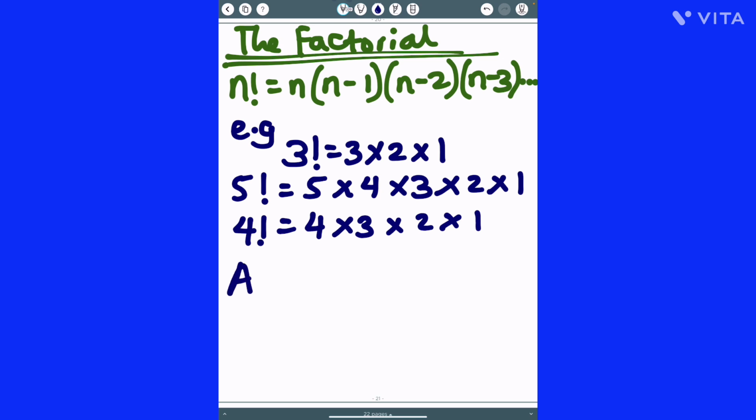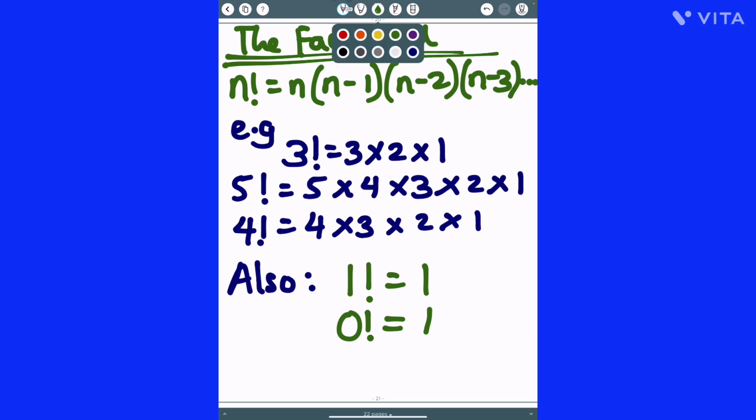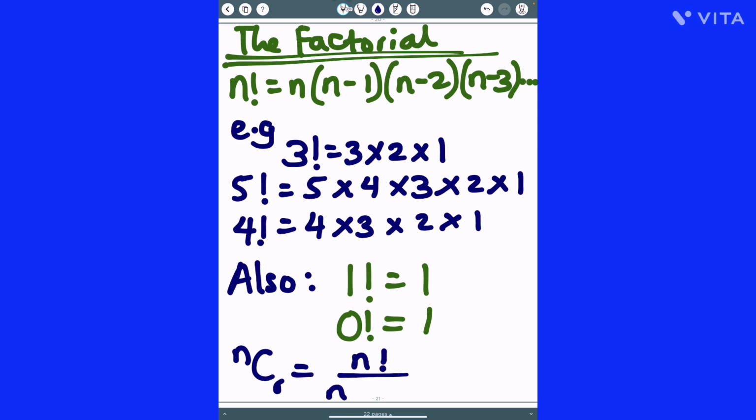So also there are some simple rules in factorial which say 1 factorial is equal to 1, 0 factorial also is equal to what? 1. Let me try and write that one. So these are some basic rules in factorial. Then n combination r is equal to n factorial over n minus r factorial times r factorial. Please take note of those symbols.